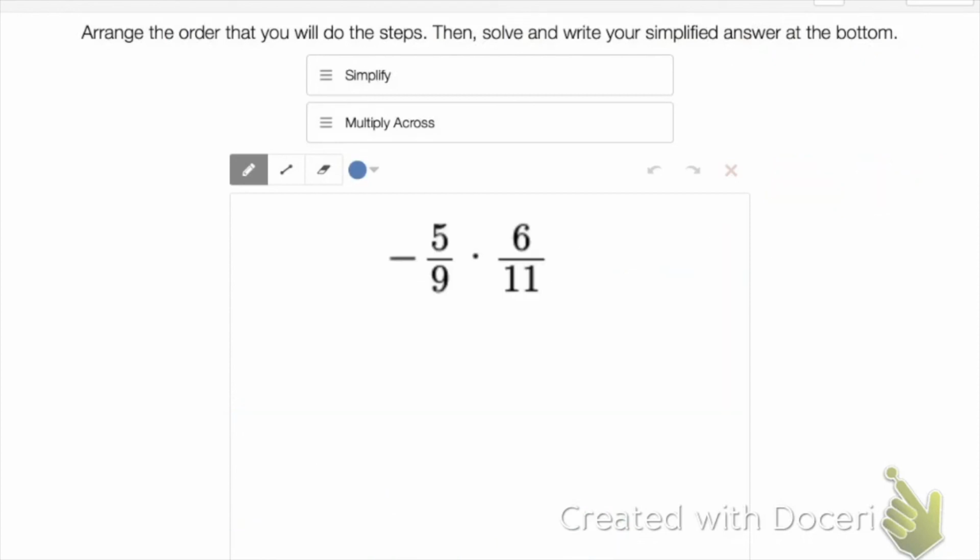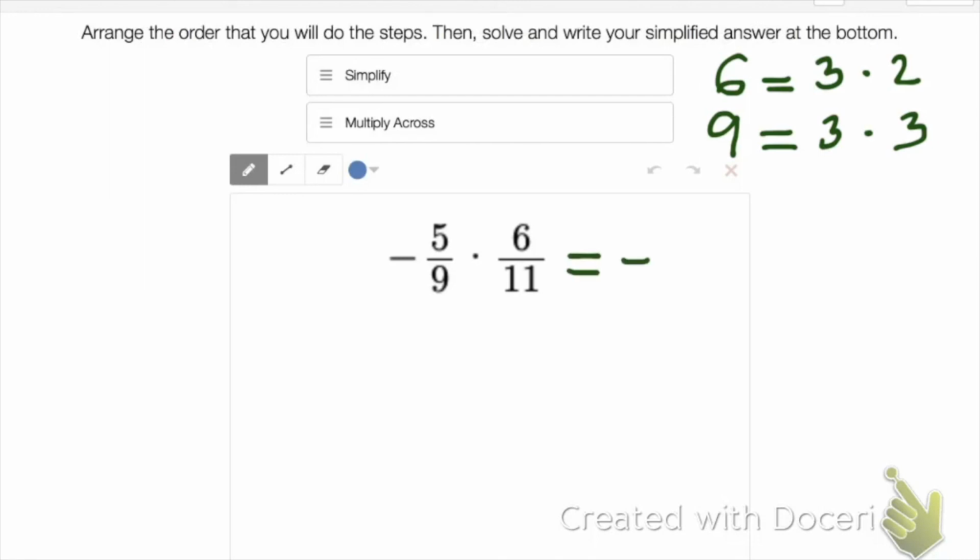So my answer will be positive 2 over 9. Negative 5 over 9 multiplied by 6 over 11. I realize that 6 and 9 have a connection because 6 equals 3 times 2 and 9 equals 3 times 3. So negative 5 over 9 multiplied by positive 6 over 11 gives a negative answer.